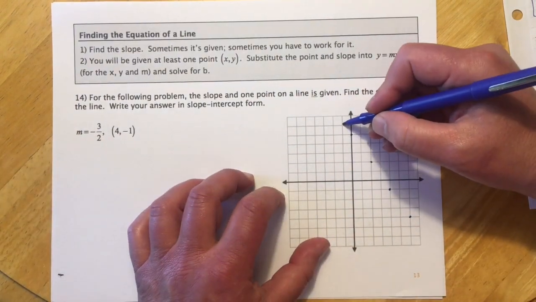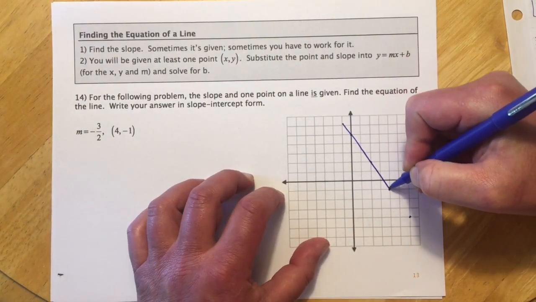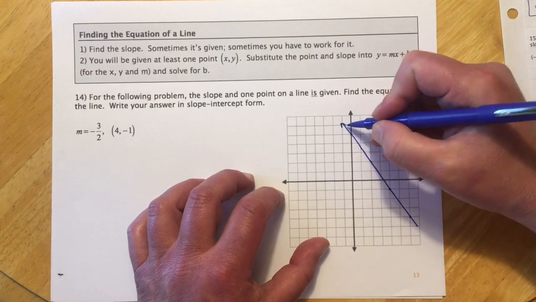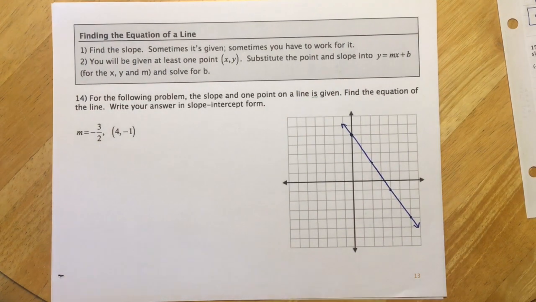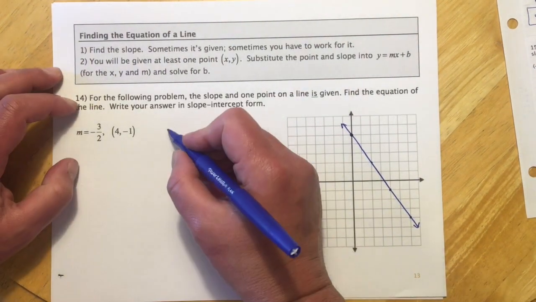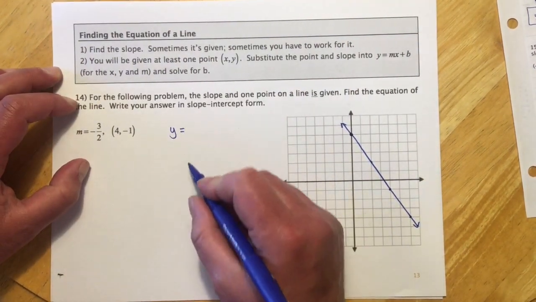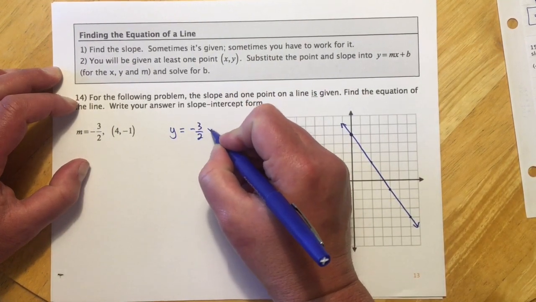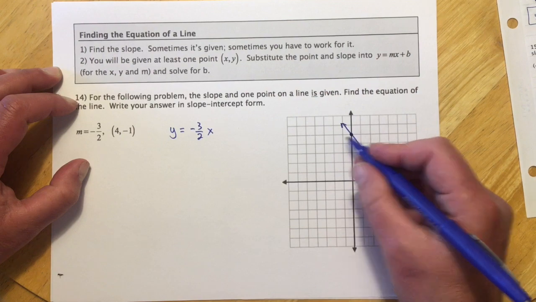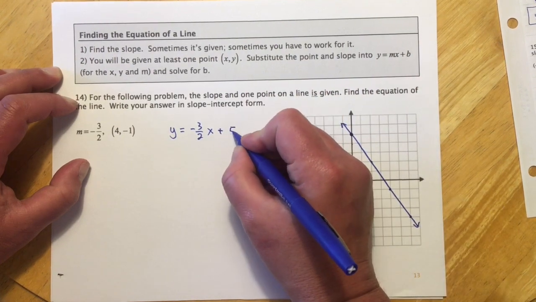And right there, if you do a good job of drawing that line, and assuming this isn't fractional, that's your equation. So it's going to turn out to be y equals negative 3 halves x, and this is 1, 2, 3, 4, 5, plus 5.